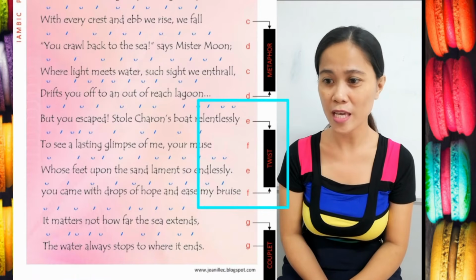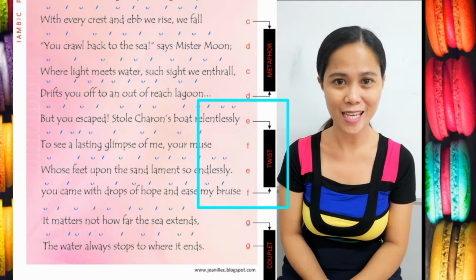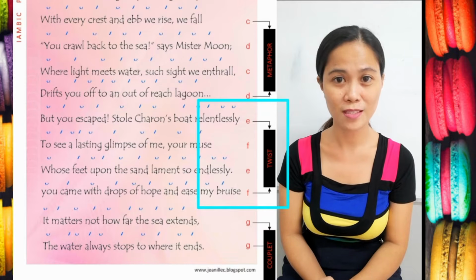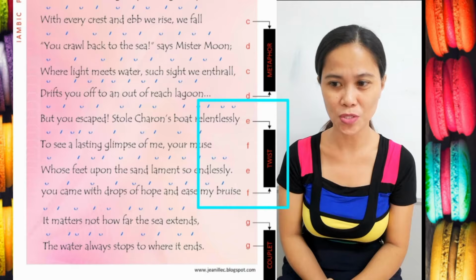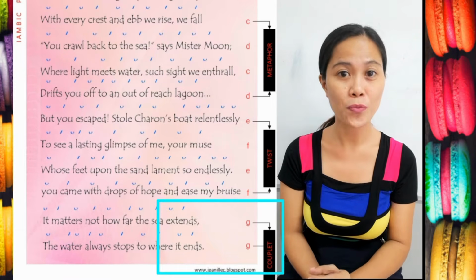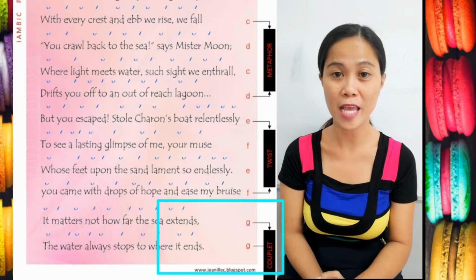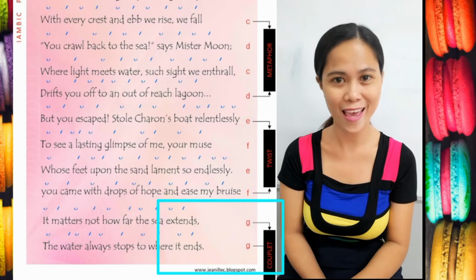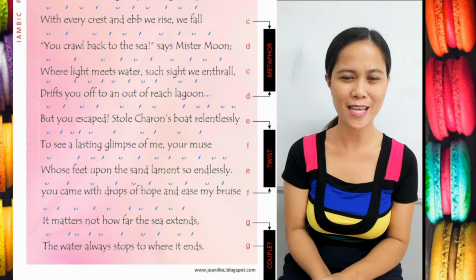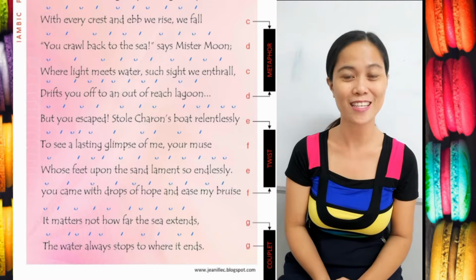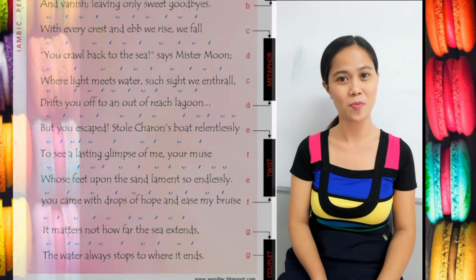For E, F, E, F, relentlessly rhymes with endlessly. Muse rhymes with bruise. G, G, last, so that means they rhyme. They have the same ending sound. So extends, ends, it's G, G. Yes, it's a bit taxing, but I call it challenging. Yes, it is challenging to write this sonnet, very much challenging.